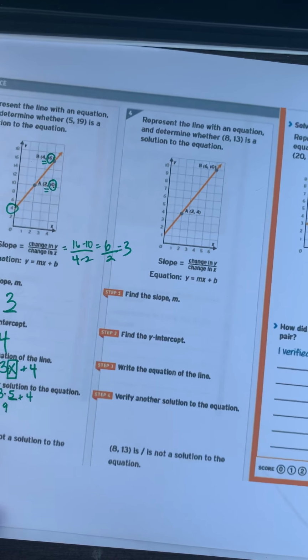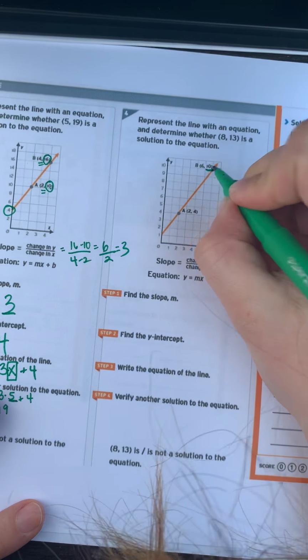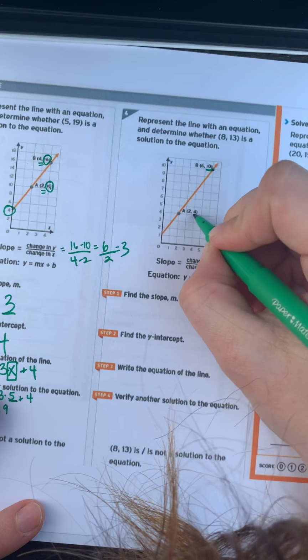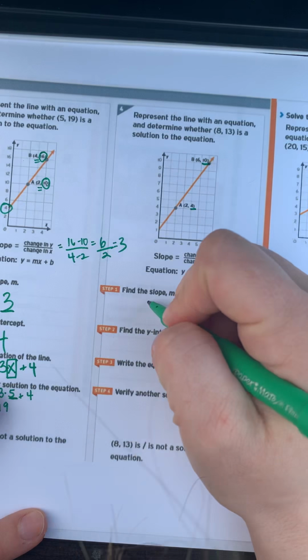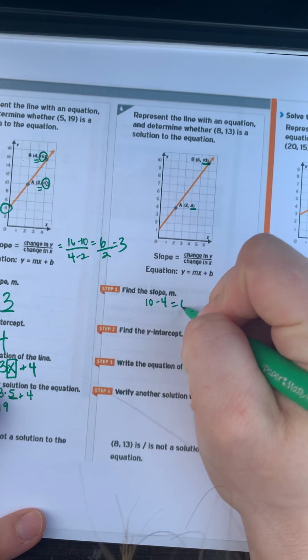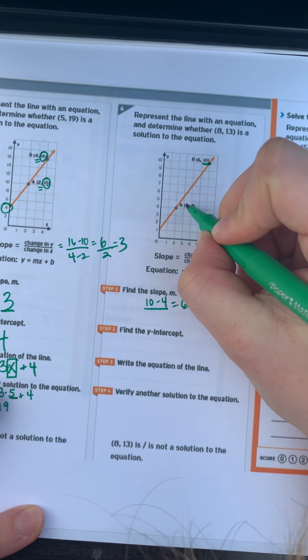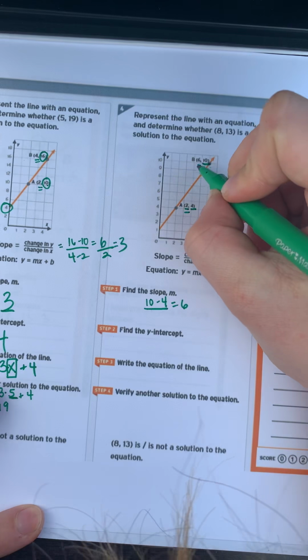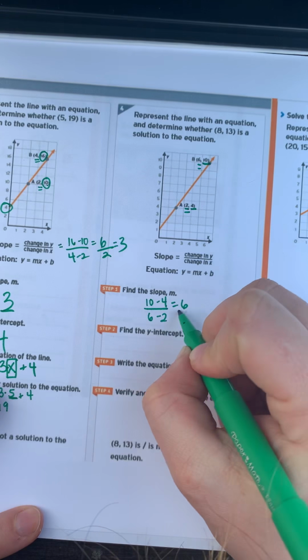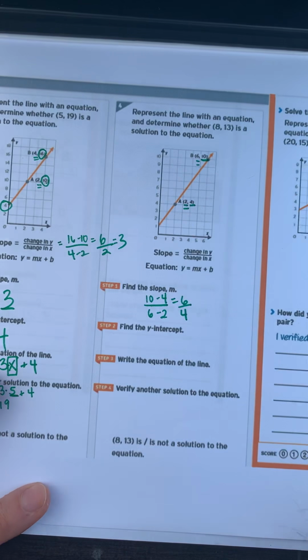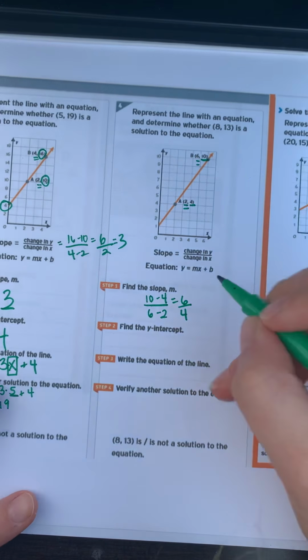On to number 4. Change in y: we got 10, we got 4. 10 minus 4 is 6. X values, change in x, we have 2 and 6. 6 minus 2 is 4. So my slope is 6 over 4.